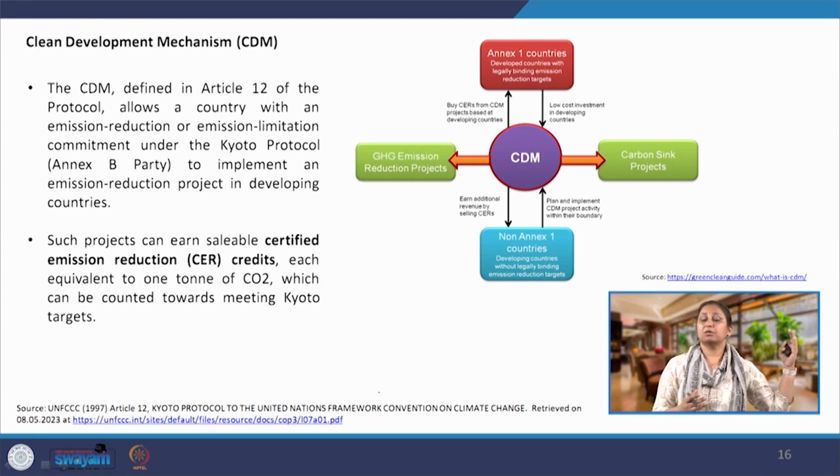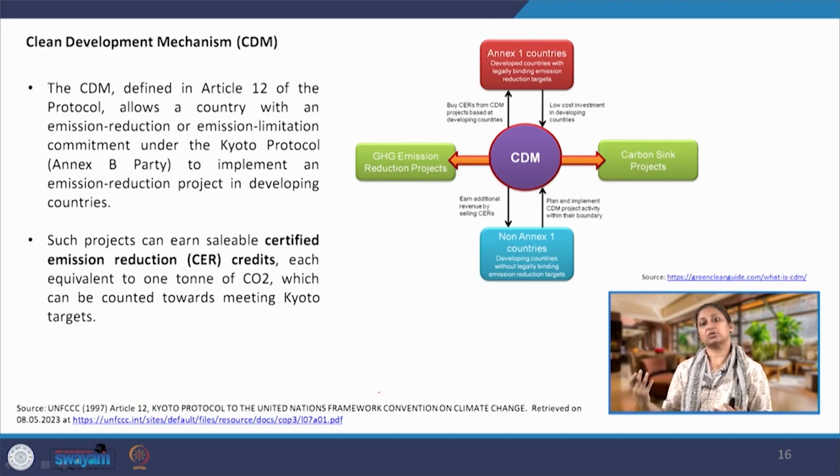Now, a developed country might not have enough land within its geographic boundaries to develop a carbon sink project like afforestation, so it funds one elsewhere. For example, taking the same example, China funds afforestation in Bhutan. Now, what is it costing Bhutan?